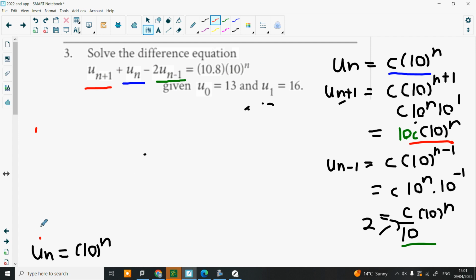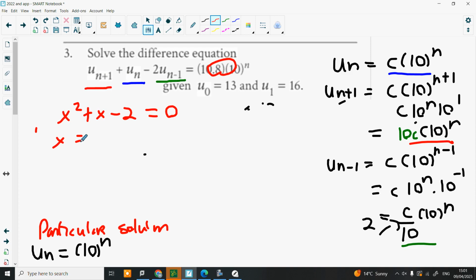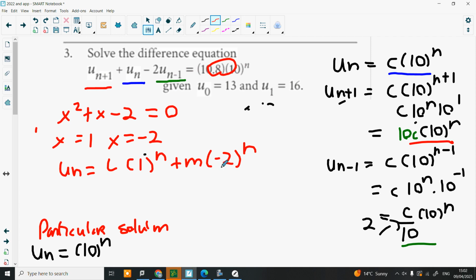Now, what do we say? That's the particular solution. How did you get the complementary solution again? The other side equals 0, doesn't it? And you make it quadratic, so it's x squared plus x take away 2 equals 0. We're just going to write down the answers 1 and minus 2. They're different, aren't they? So then you're going to do un equals L times 1 to the power of n plus m times minus 2 to the power of n. You feel okay with that? Now what are we going to do next then?